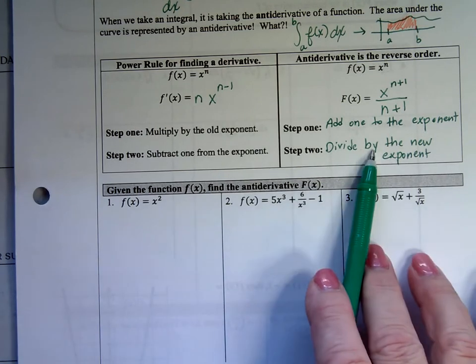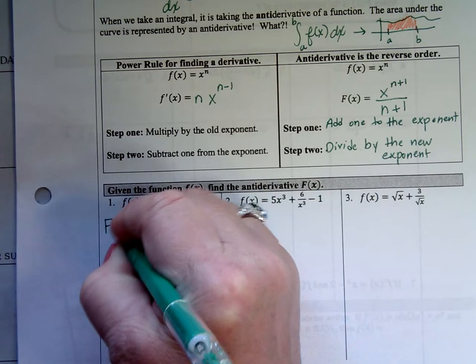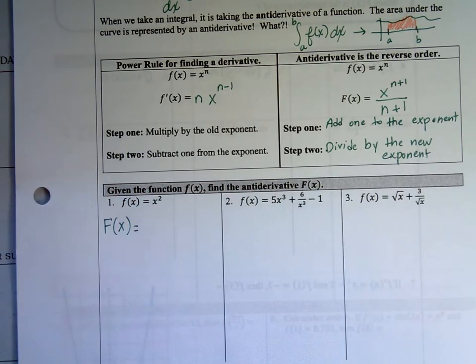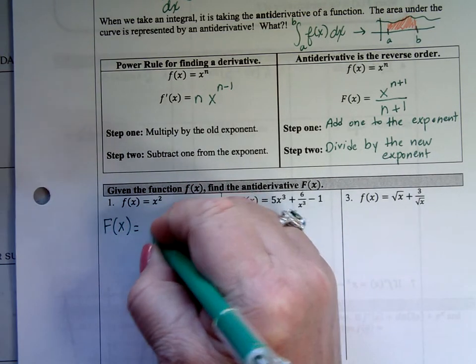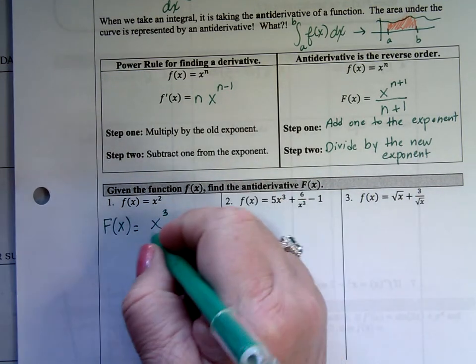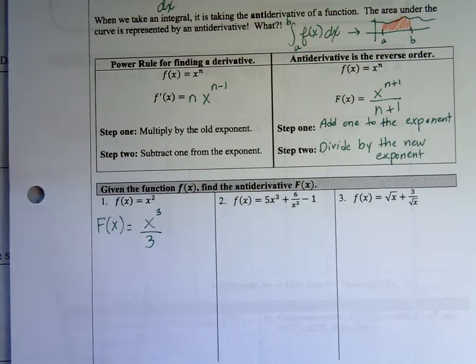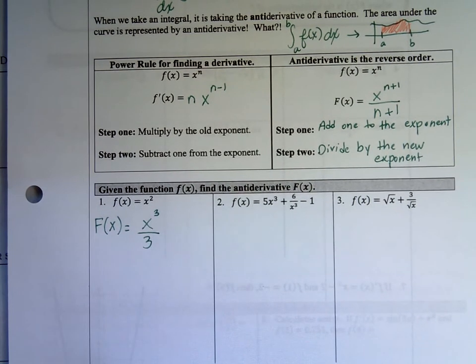So let's apply this rule. We're going to use this rule right here. So capital F of x is going to equal, well, add 1 to the power. 2 plus 1 is 3. Divide by the power. But here's the situation with these. There's a rule that you have to apply, and I'm going to put in the margin a little bubble so that we kind of remember it.